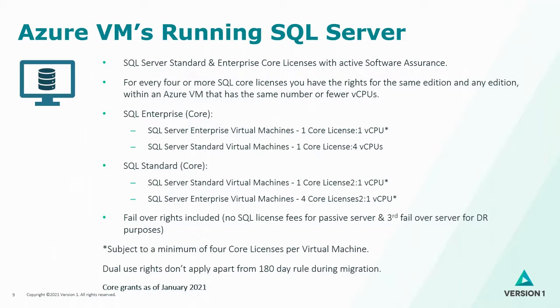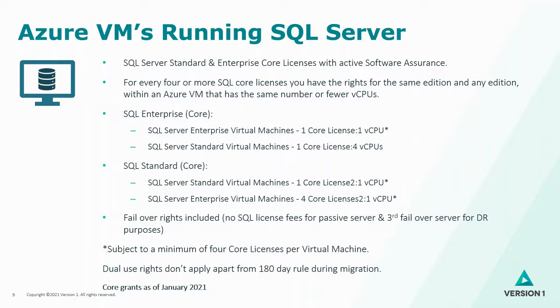So first of all, let's look at Azure VMs running SQL Server. So this again applies to SQL Server Standard or Enterprise core licenses. For every 4 or more SQL core licenses, you have the rights for the same edition and any edition within an Azure VM that has the same number or fewer vCPUs.